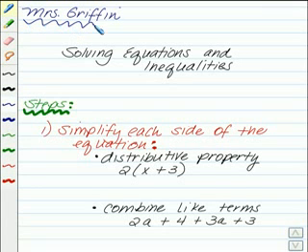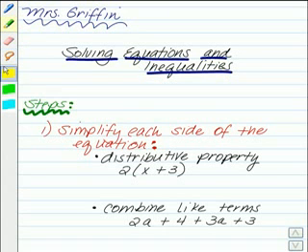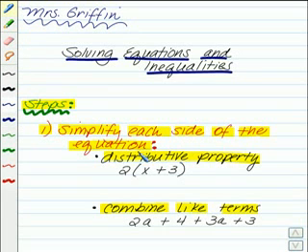Hi, I'm Mrs. Griffin, and in this lesson we're going to talk about solving equations and inequalities. Let's go over the steps that we need to take to solve an equation or inequality. Your first step is to simplify each side of the equation or inequality. That would include using the distributive property or combining like terms. Let's take a look at both of those.